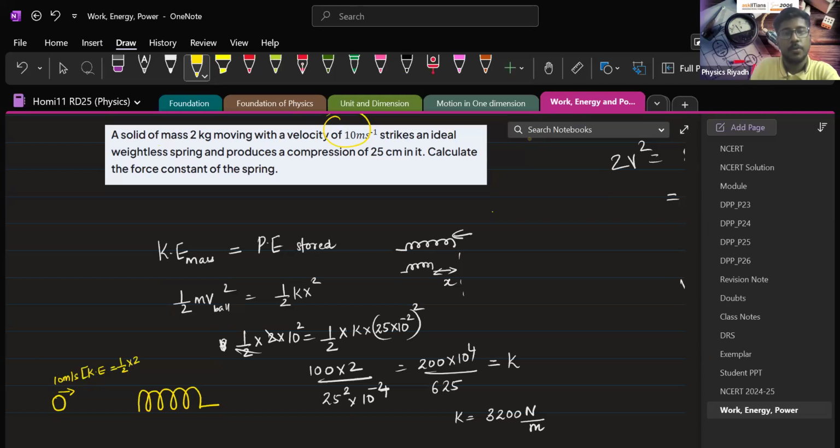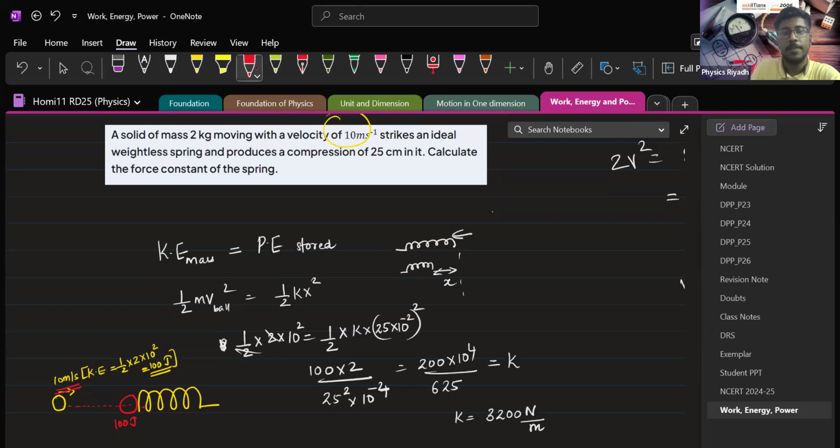How much is that? Half into 2 kilogram into 10 square, half mv square. So this is 100 joules of energy that this ball is having right now. With this energy, this ball is approaching the spring. The speed is not changing, but the ball is approaching the spring. Now the ball is here with the same 100 joule kinetic energy. Now when it compresses the spring, it is doing some work on the spring, right? This ball is doing some work on the spring in the process of compressing it.